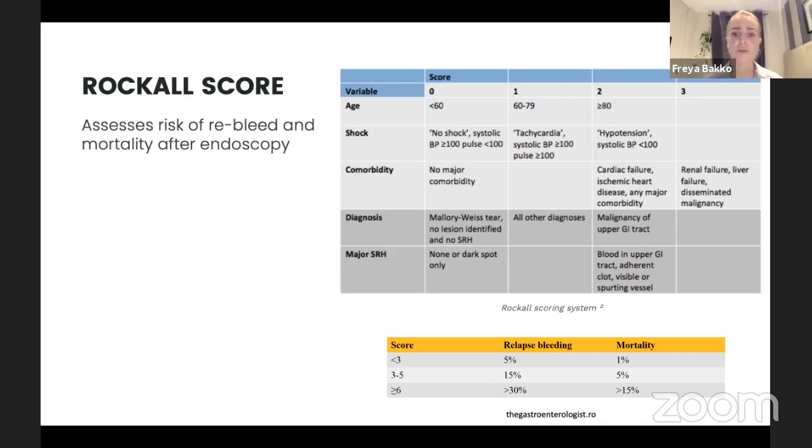And a score of less than 3 gives you a mortality rate of 1%, whereas a score over 6 gives you a mortality rate of 15%, so quite a big difference.